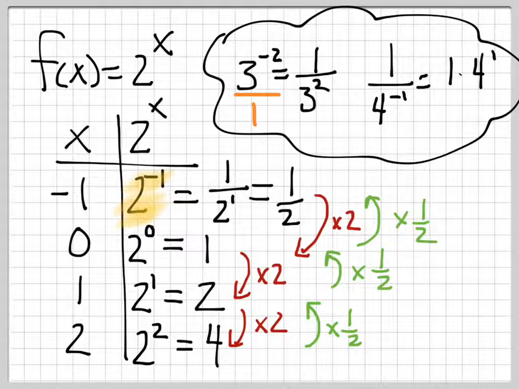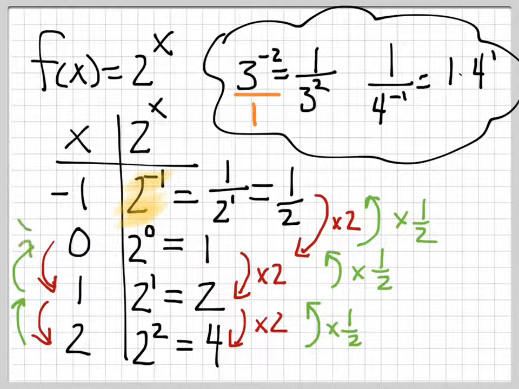So each time we multiplied by 2, it was because we were adding 1 to the input. And each time we multiply by a half, it's like subtracting 1 from the input. So going backwards is dividing by 2, going forwards is multiplying by 2. Let's go ahead and try to plot this.